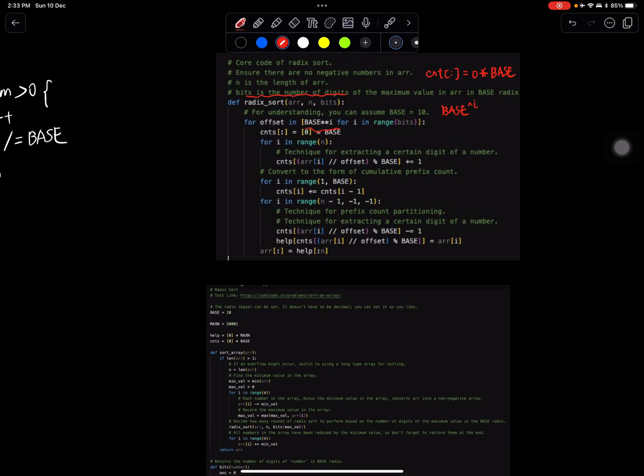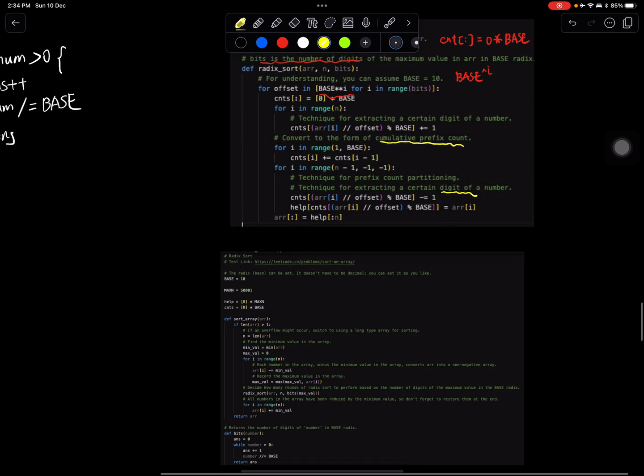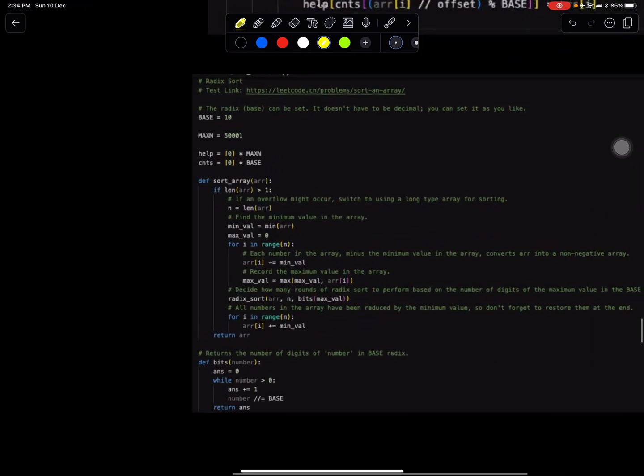Then the technique for extracting a certain digit from a number, converting to the form of cumulative prefix count, then the technique for the partitions, and the technique for the certain digit of the number, which is a hop function. So we'll take a look at the sort array.